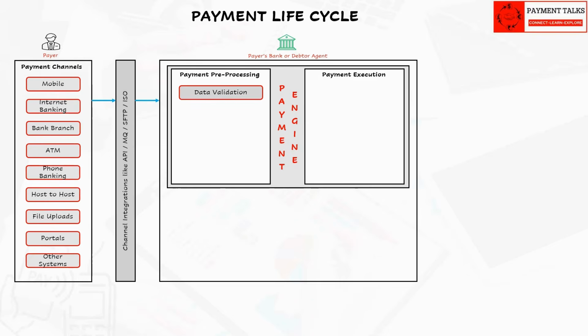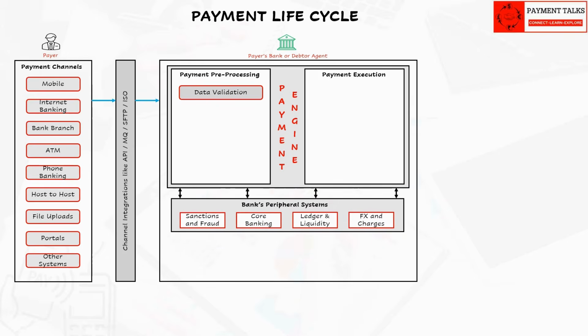There will be some validations which the payment engine generally outsources. Yes, outsources to peripheral systems. These can be mainly sanctions check, fraud check, liquidity check, sometimes even FX and charges calculations. These are done by specific specialized applications which a bank typically integrates with. Let's understand the two most common interfaces, sanctions and fraud. They both seem to be the same, but there is a difference. What is the difference between these two?